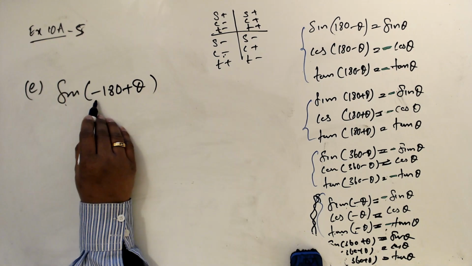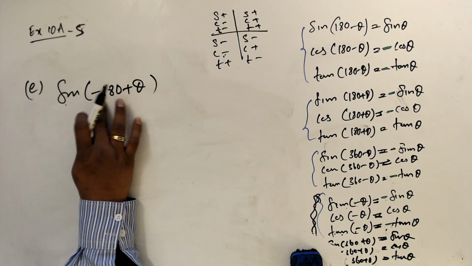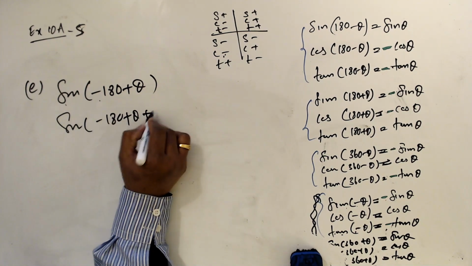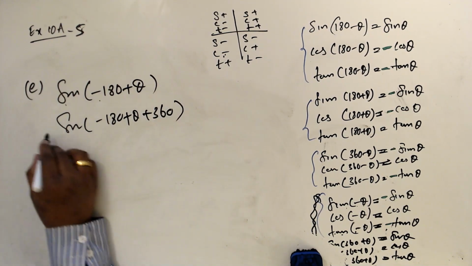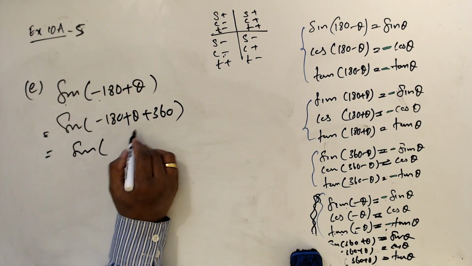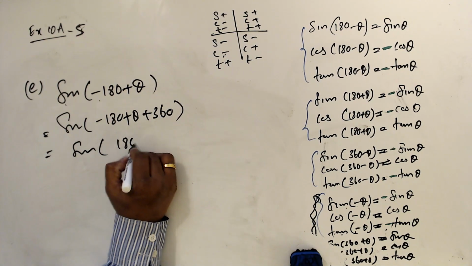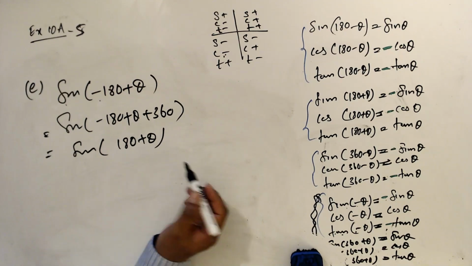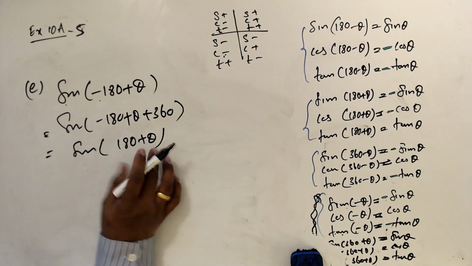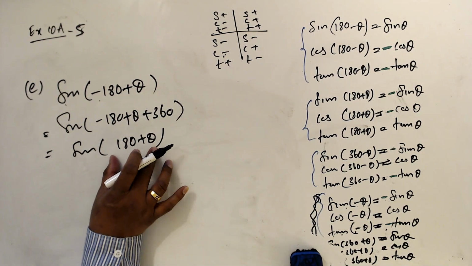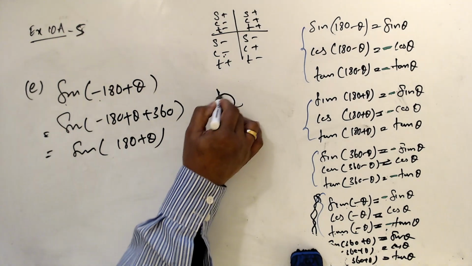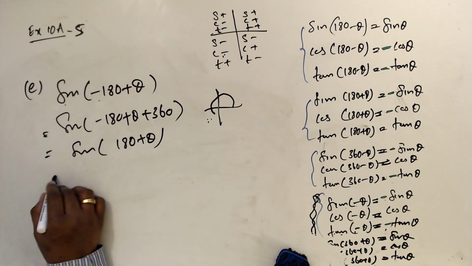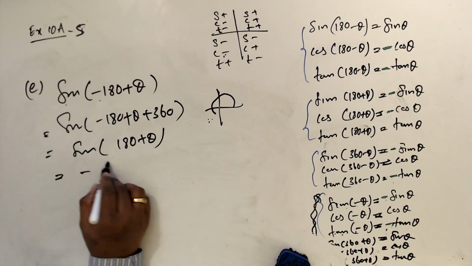So this is minus sine 180 plus theta. I don't like this minus part, so I will add 360. Then this will become sine 180 plus theta, because 360 minus 180 is 180. So sine 180 plus theta means which quadrant? Now you have to visualize without drawing. So 180 and theta, so it is in the third quadrant. Third quadrant, sine is negative.